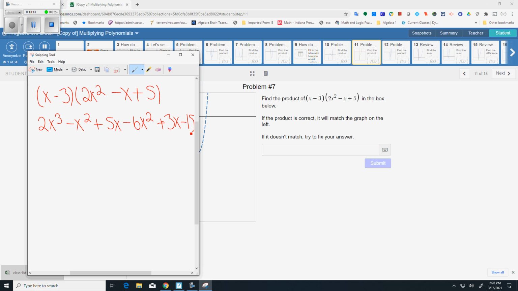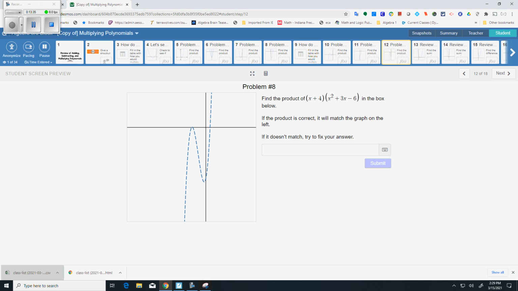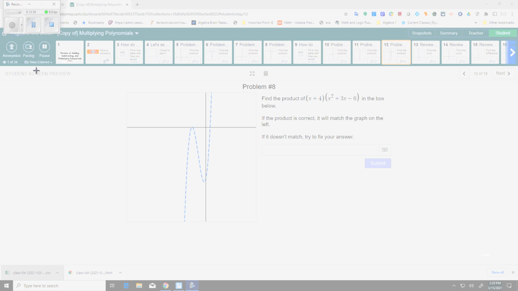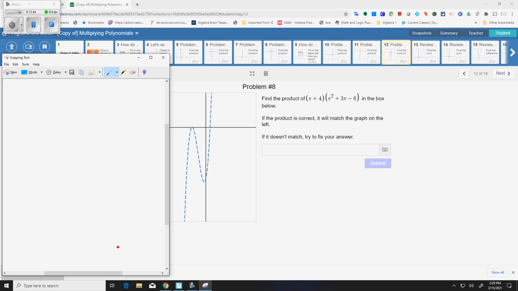And then we're going to combine our like terms: 2x cubed minus 7x squared plus 8x minus 15. And that's our final answer for this one. We have one more of these, I think. And then we're going to move on to adding and subtracting in the next few.